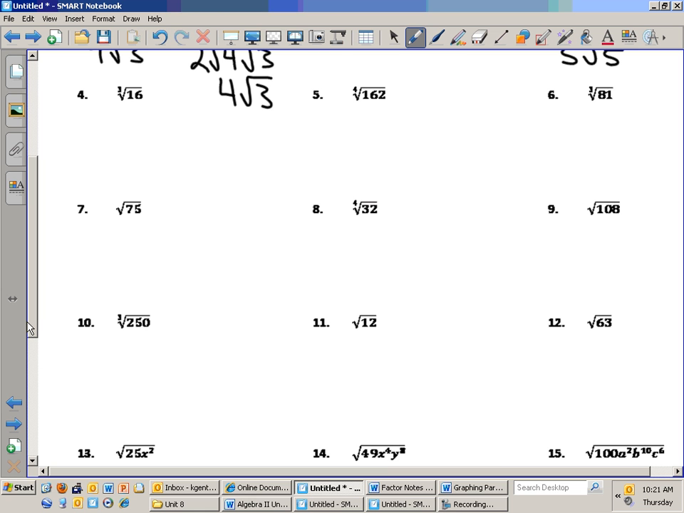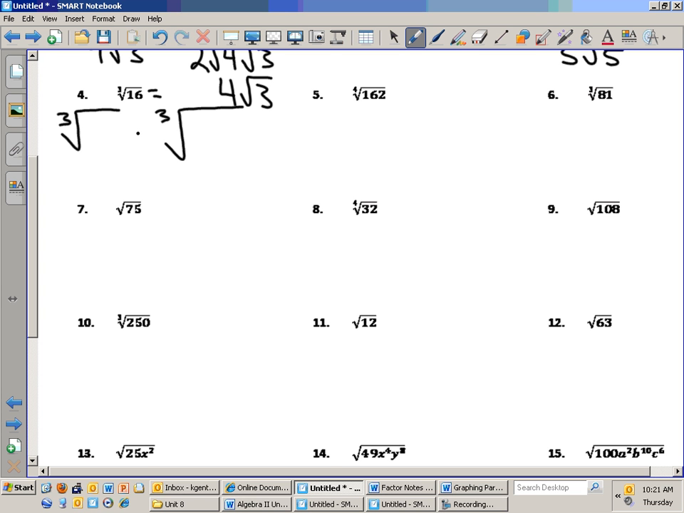Now, here's where it changes, okay? Now we have cube roots and fourth roots. Well, when you have a cube root, you do it the same way. Here's how I set it up. I write this as the cube root of something times the cube root of something.